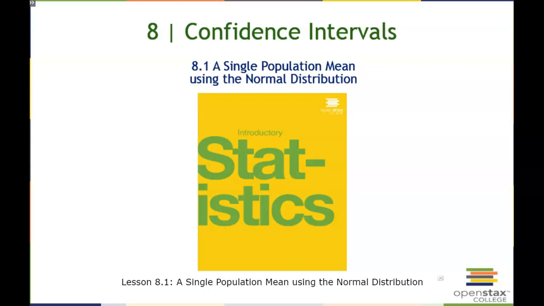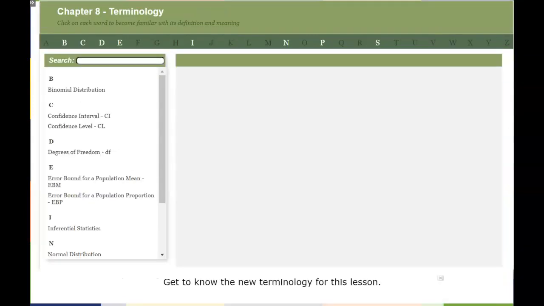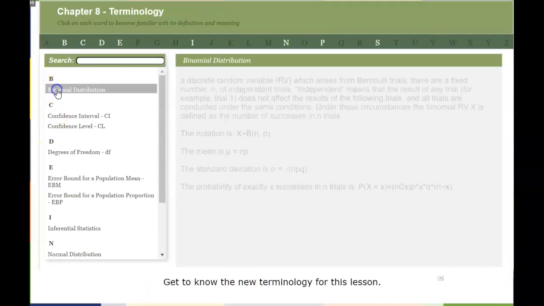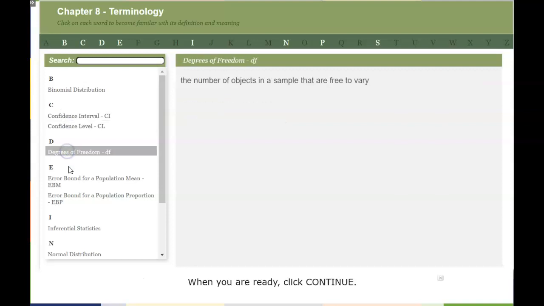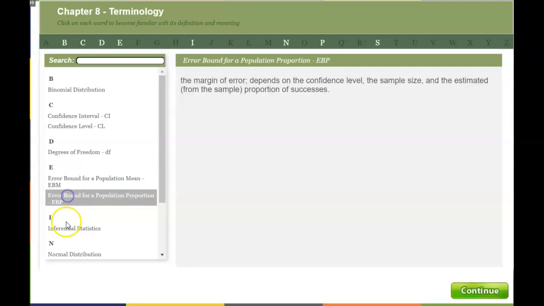Lesson 8.1, a single population mean using normal distribution. Get to know the new terminology for this lesson. Click on each of the words, learn its definition and meaning. When you are ready, click Continue.